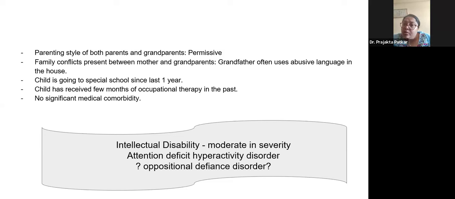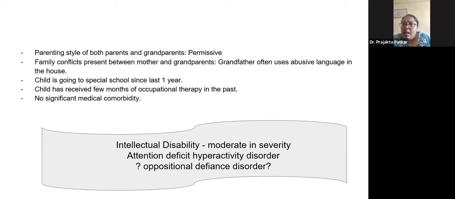The child was going to a special school for the last 1 year, because he couldn't cope with going to the normal school, which they did try. The child had received a few months of OT therapy in the past, but they had discontinued for some reason. There was no other significant medical comorbidity.